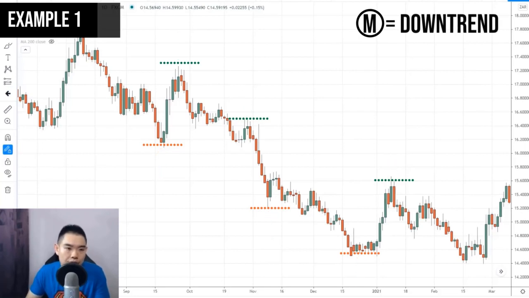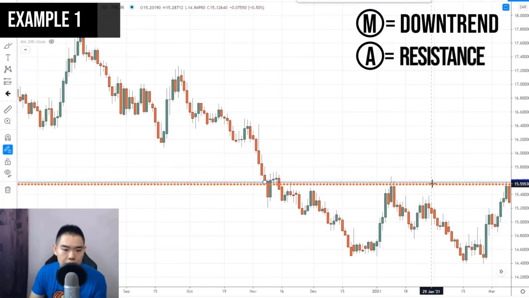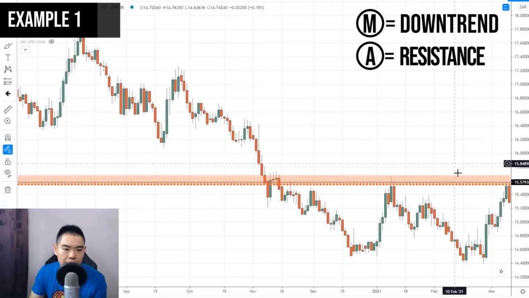Second thing, the area of value, let's put it AOV. Is there an area of value over here? Area of value could be things like moving average, support, resistance. From what I'm seeing over here, there is an area of value. I can just use this tool to draw this area of resistance. I'll just change this to black color. Okay, so now we have an area of value over here.